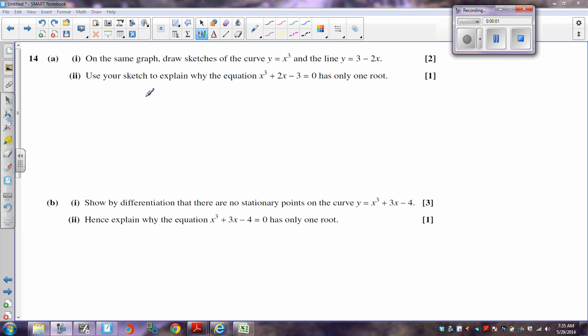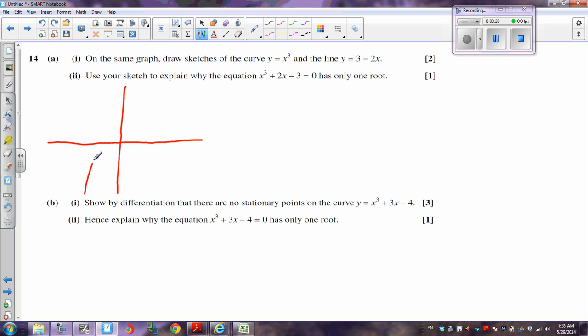First of all, here we're asked to sketch two curves on the same axes. I'd normally use a ruler, but I'm not going to bother. Here we have our x and y axes. You should know the shape of the graph y equals x cubed. It goes through the origin because when x is 0, y will also be 0. And in fact, it has a stationary point here at the origin. It's supposed to go right through the origin, and then it goes up again.